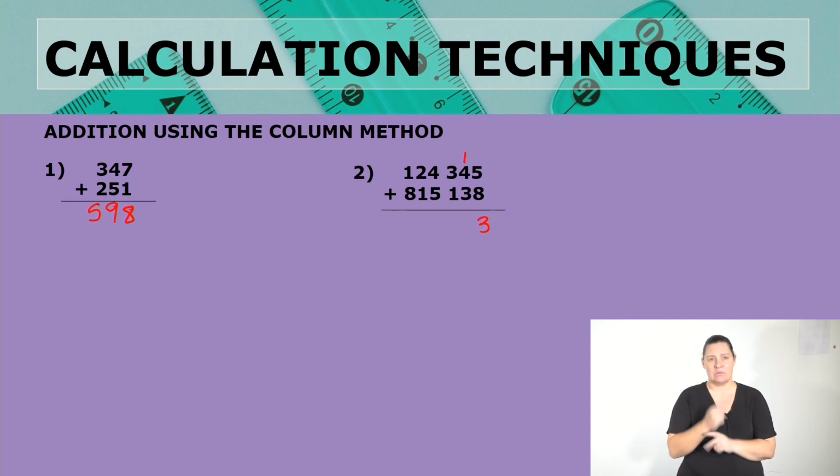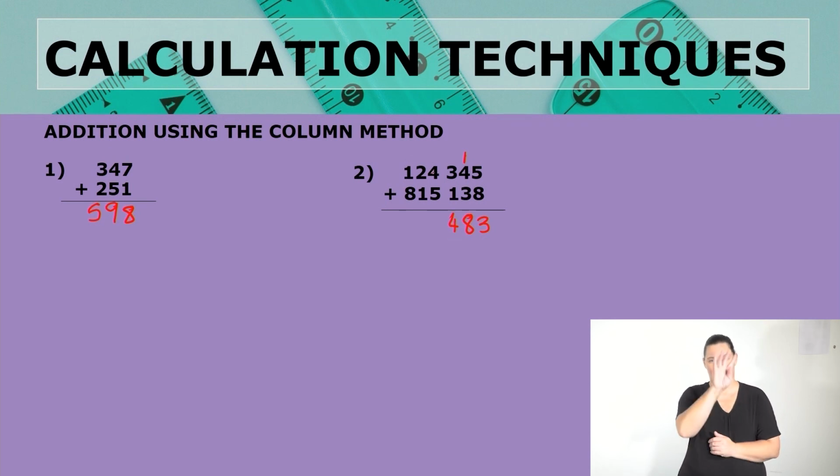Then we are going to say 4 tens plus 3 tens. That gives us 7 tens. But remember, we have that 1 that comes from our previous calculation. So 4 tens plus 3 tens plus the 1 ten gives us 8 tens. Then we have 300 plus 100. That will give us 400.